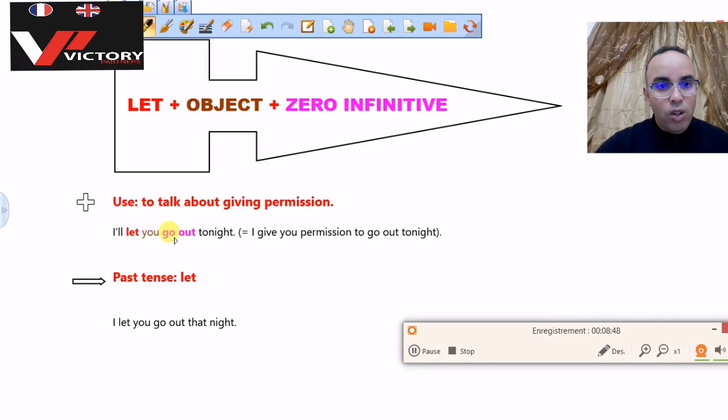So the meaning of let, or when do we use it? It's used to talk about giving permission. It means you are permitted to do something, like what we have got here. The meaning is I give you permission to go out tonight. So this is when we are talking about the present tense. When we are talking about the past tense, we have the same form. The simple past of let is the same, so there is no change. And the same thing that we said for make, let can't be followed by to or ing form, just zero infinitive.